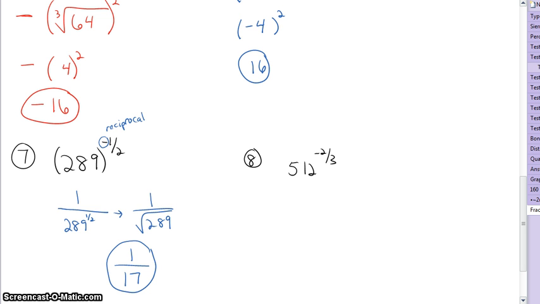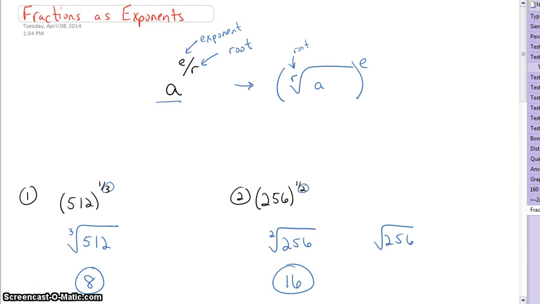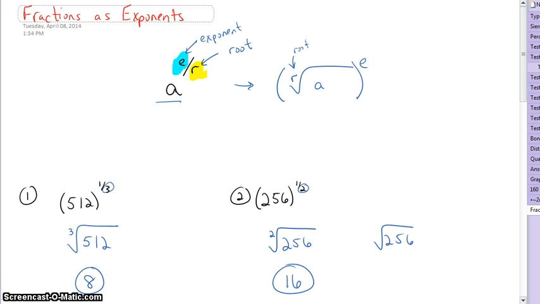And in number 8, I have 1 over 512 to the 2/3 power, which means 1 over the cube root of 512 squared, which means 1 over 8 squared, so 1 over 64. And that's it. Keep in mind, whatever your denominator is, that's your root. Whatever the numerator is, that's the exponent.